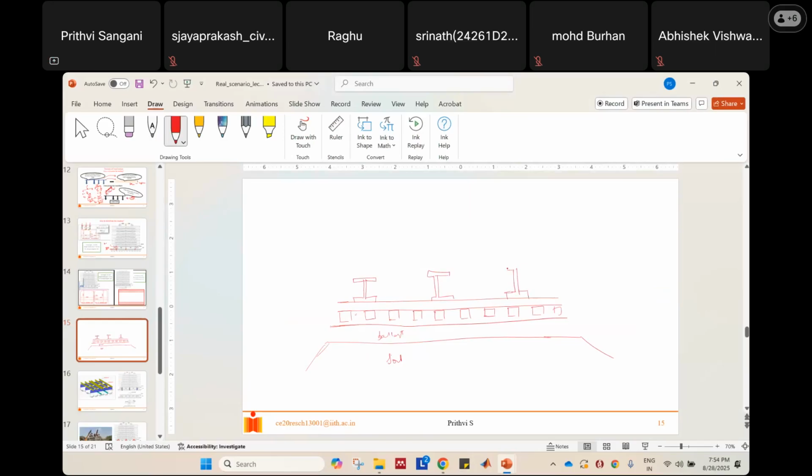Okay, now let us say we placed one beam on top of this, and then another beam on top of this. Then we kept loading here. This entire part was loaded.